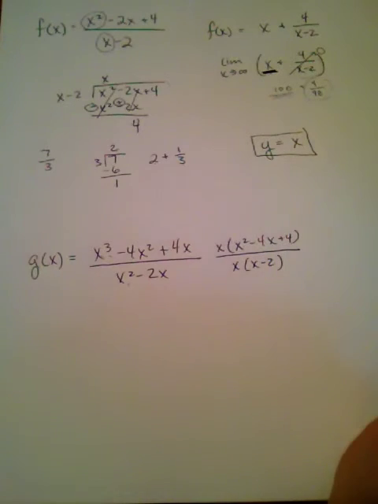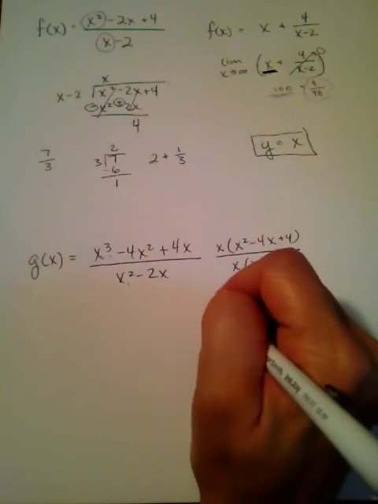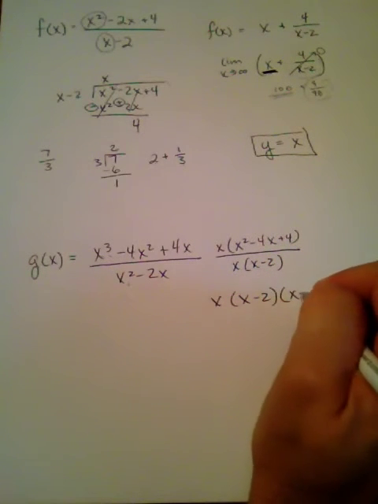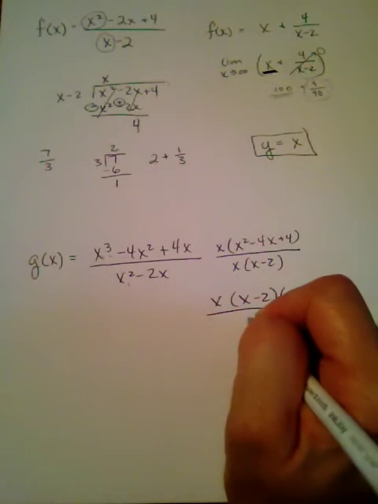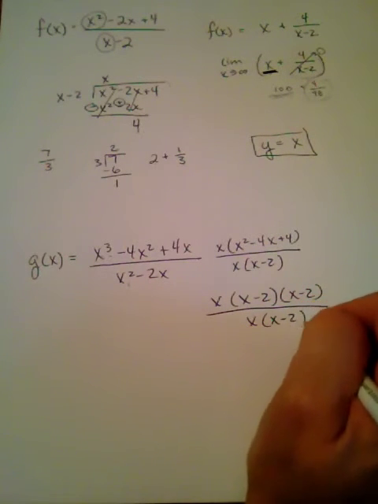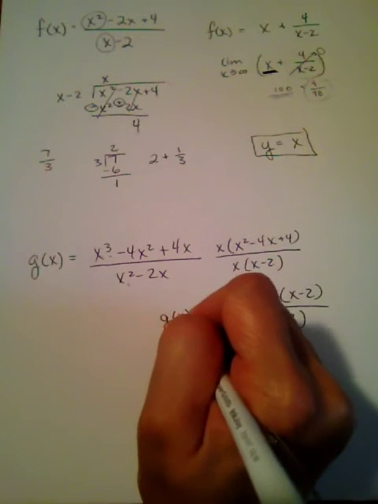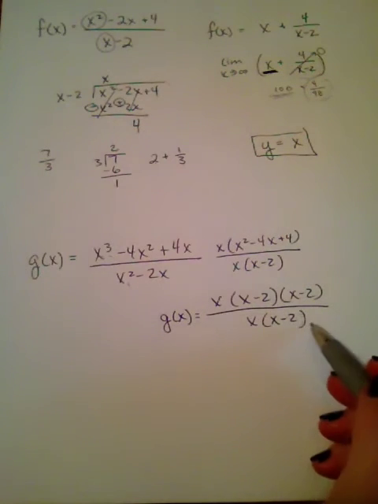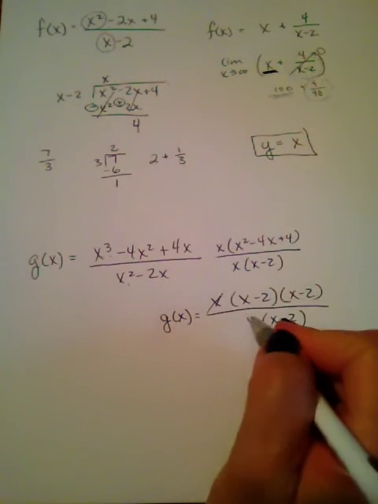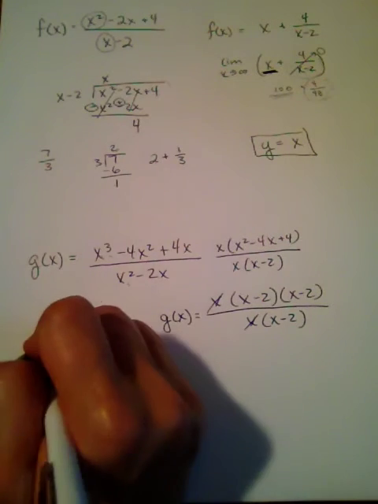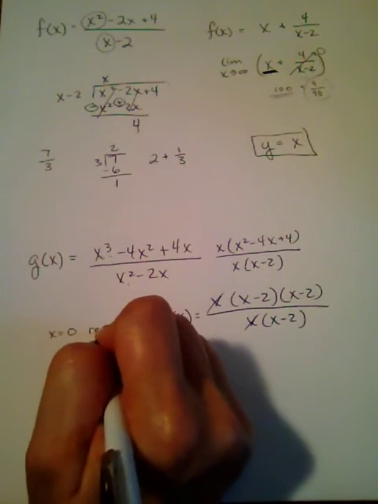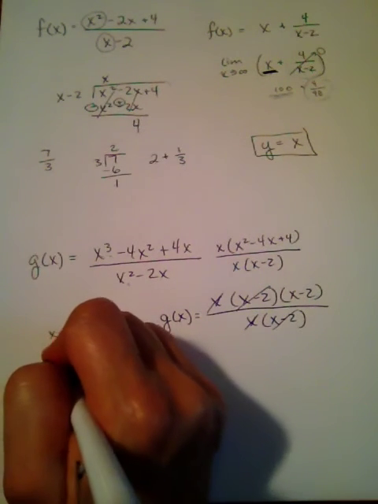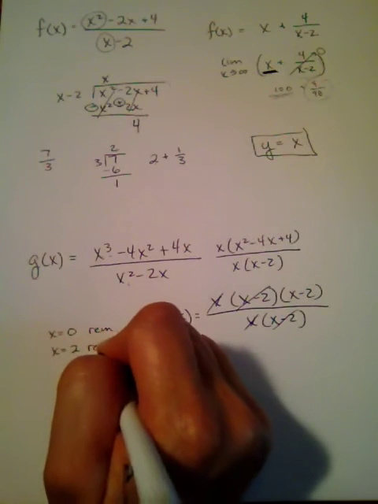This numerator can be factored. So this is really an x times x minus 2 times x minus 2 over an x times x minus 2. And this is my g of x in the factored form. Well, if I look at this problem now, I actually have some factors that cancel out. My x's cancel out, which tells me that x equals 0 is removable. And x minus 2 cancels out, which means x equals 2 is another removable discontinuity.